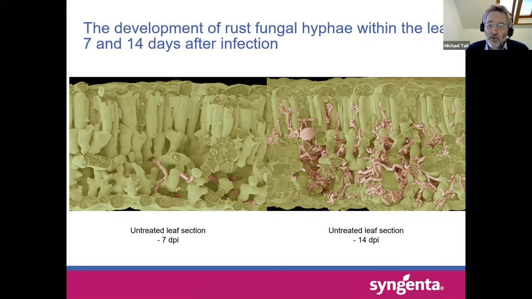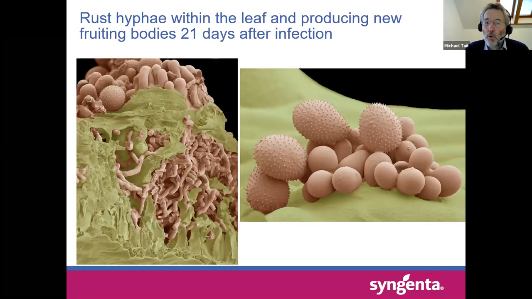On the left-hand side, you've got 7 days post the infection. And then on the right-hand side of the screen, you can see it's developed quite a bit by the 14-day period. If we then go forward a little bit, you can see that after a while, the entire leaf mass is being infected by the bean rust. And then new spores are starting to be produced on the surface to reinfect other leaves or indeed neighboring crops. So once the disease gets going, it is causing a great deal of damage to leaf structure, as you can see.